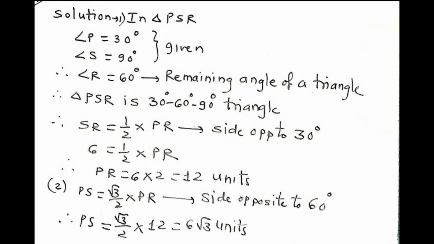Therefore SR is equal to half of PR. Reason, side opposite to 30 degree. 6 is equal to half of PR. PR is equal to 12 units.